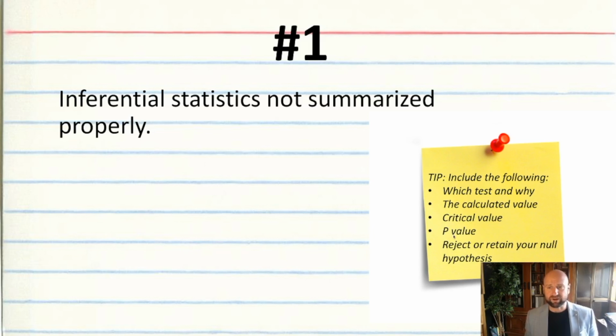The p-value, right? We set the level of probability at 0.05 in social sciences, but you'll have a calculated p-value, and you want to include that as well if it is part of the calculator that you're using. And then you finish by, based on all of these things and how the critical value relates to the calculated value, you're going to reject or retain your null hypothesis, and you need to do that correctly.